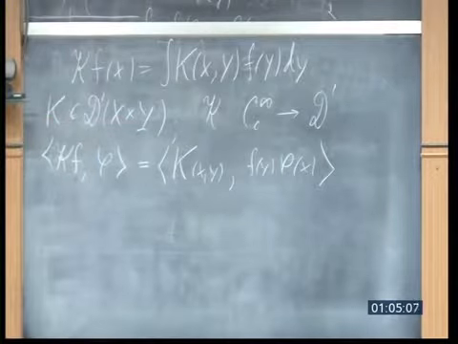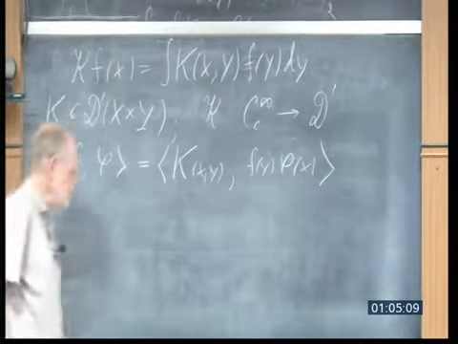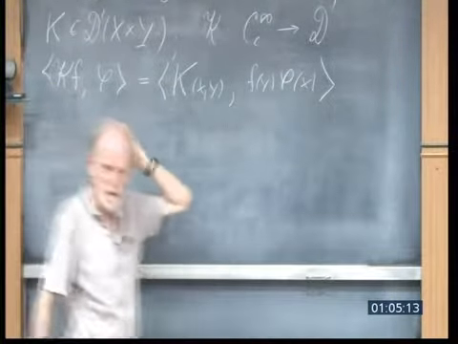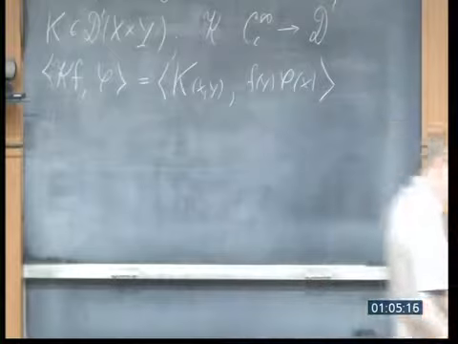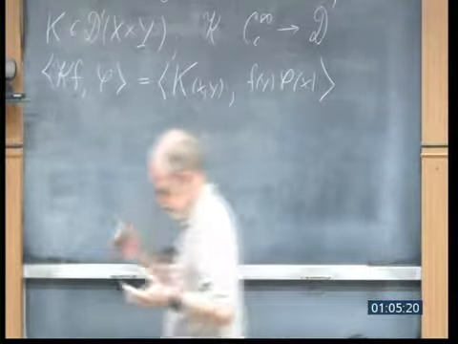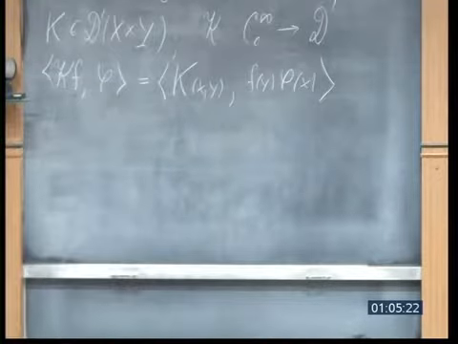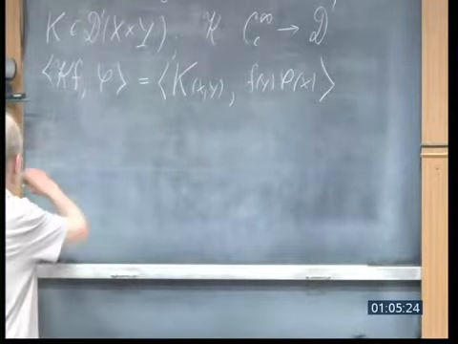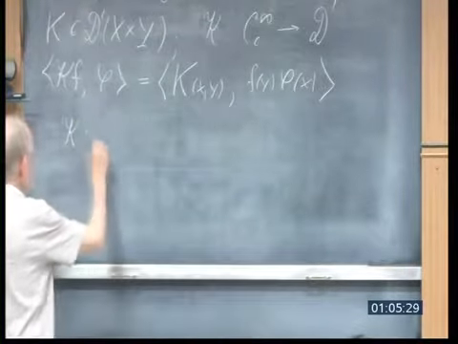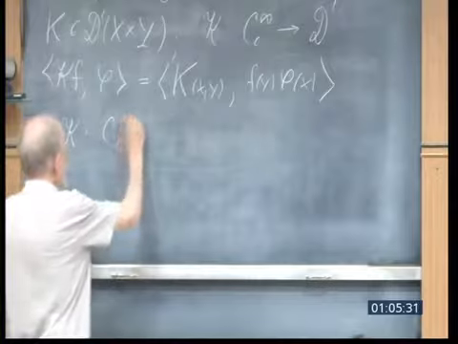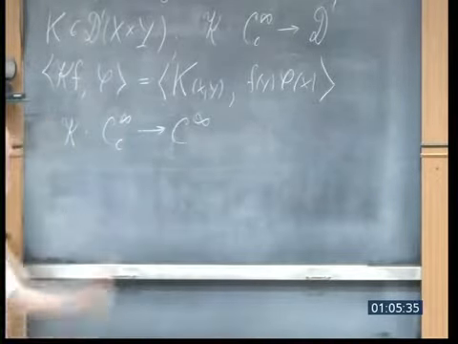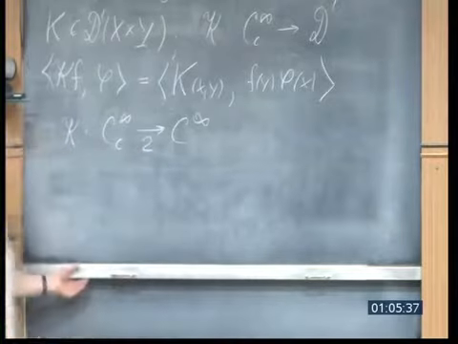So this explains this. But it's not very interesting, not very useful. So we need to make assumptions on this distribution so that it maps, for instance, compactly supported distribution to a distribution. And we begin by making assumptions so that it maps. Let me write this way, K. I would like to make assumptions so that this becomes true.